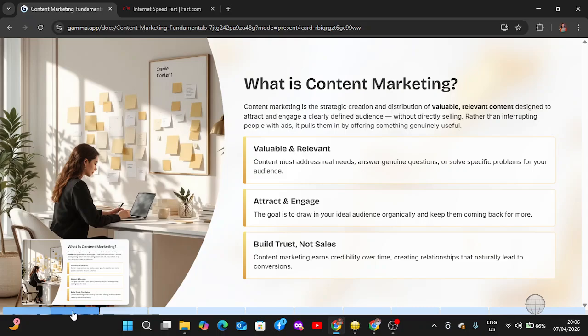So this is designed to attract and engage a clearly defined audience. That's why we did target audience. You define who your audience is. The goal of content marketing is to attract and engage a clearly defined audience without directly selling. Though you're still going to create content that sells, majorly more of the content is going to be content that educates and entertains people.